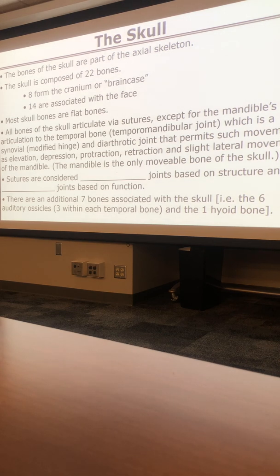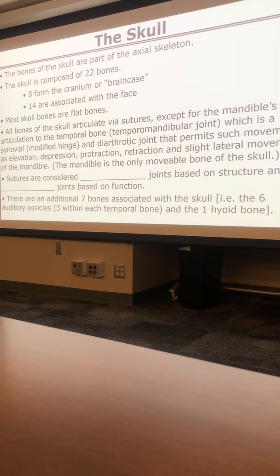All bones of the skull articulate via sutures. And remember that when we talk about sutures, we might as well go talk about it now. Sutures are considered what based on structure, and what type of joints based on function? So let's start first with sutures: what types of joints are they based on structure? Everybody remember?